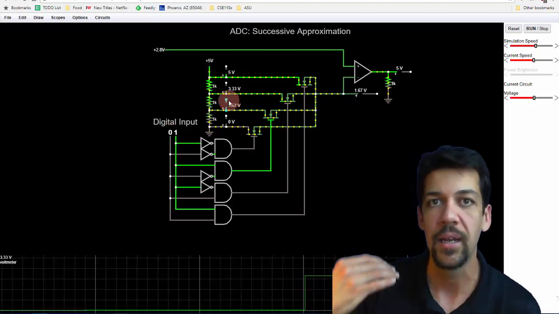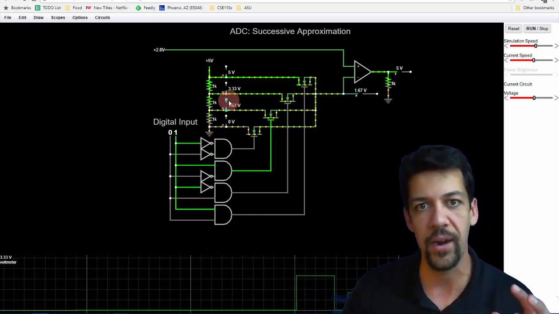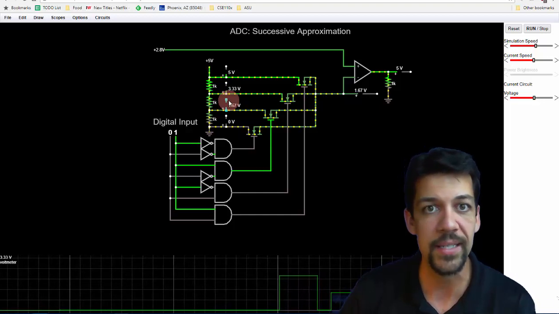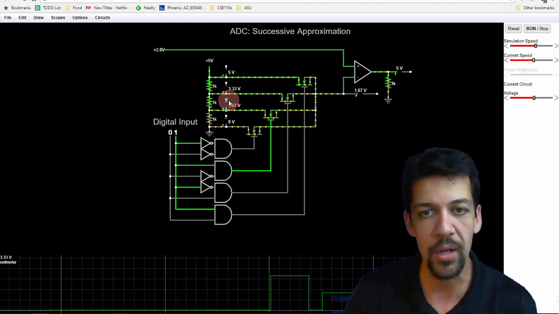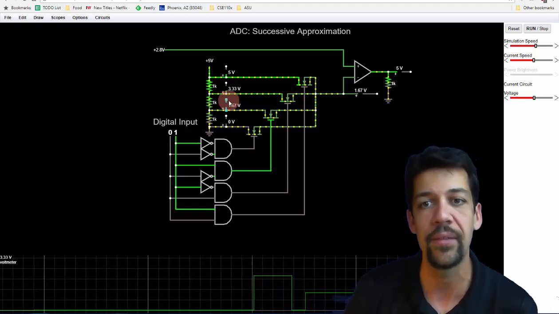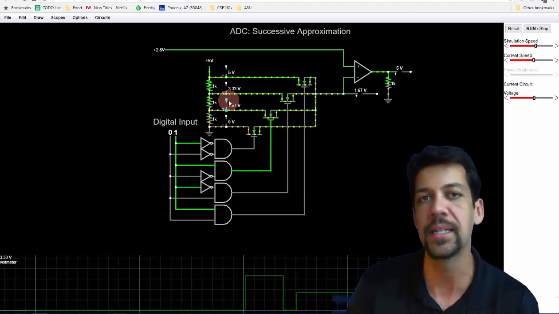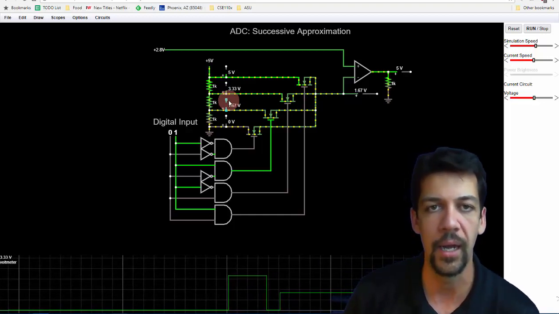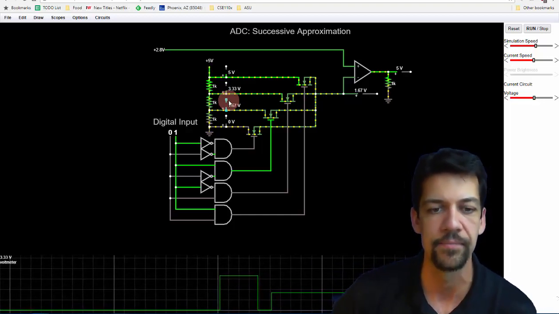But I'm taking my conversion from being very large and space inefficient to being small and time inefficient, right? So now I have to take time to do the conversion. And this is the kind of analog converter that we have on our ARM board in this class.